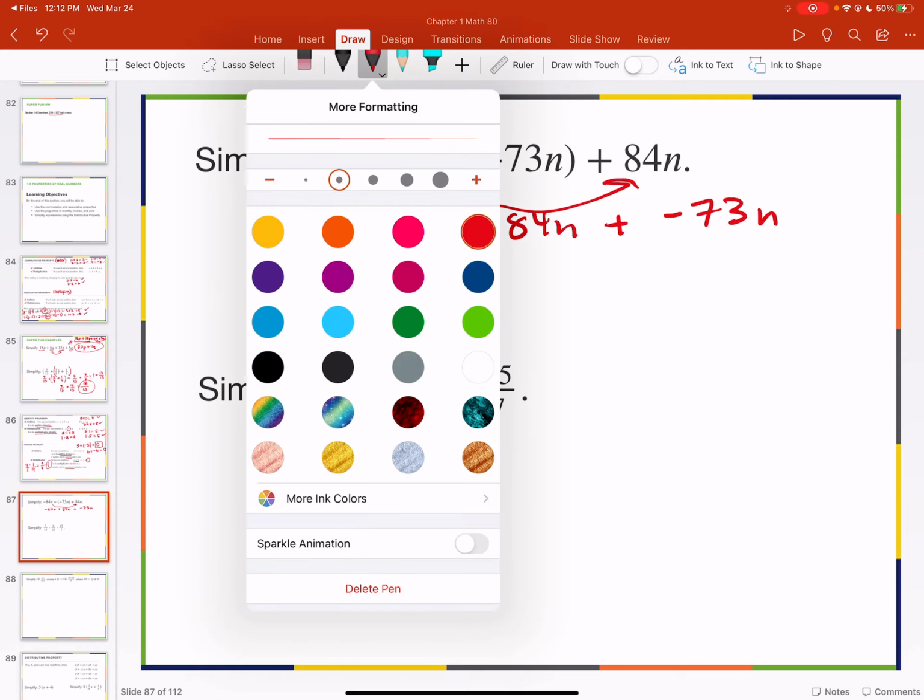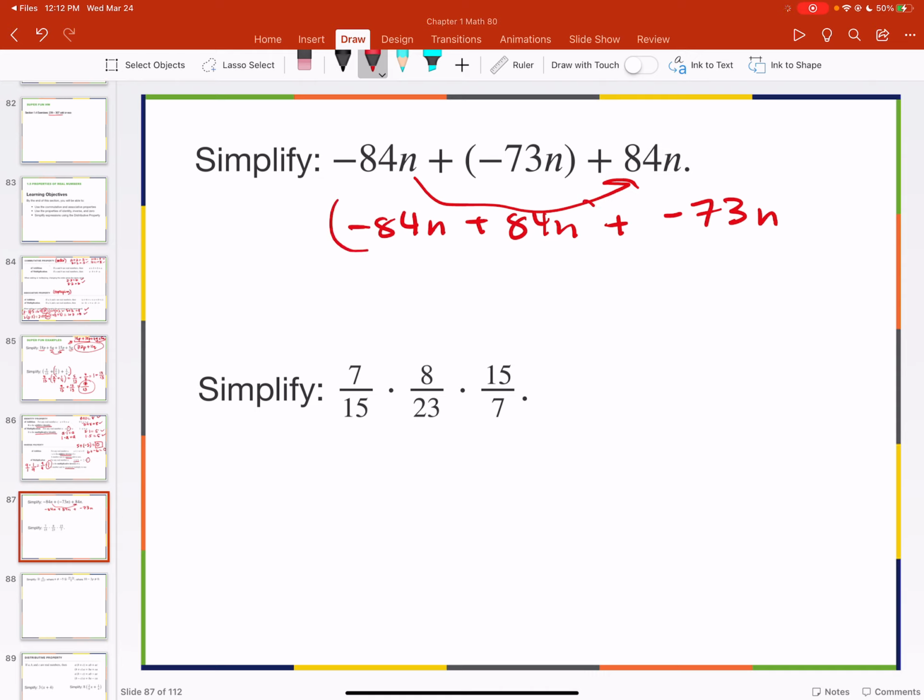Now we can combine these two first, right? And these are additive, these are opposites. So the answer will be 0 plus -73n. Final answer is -73n.